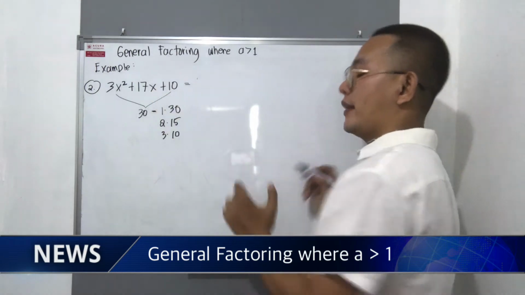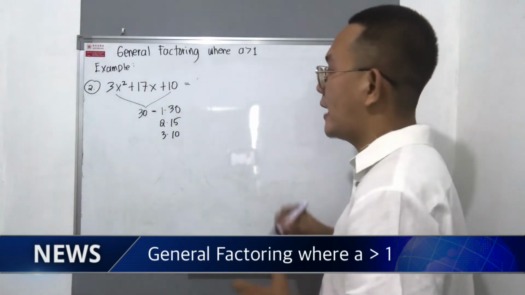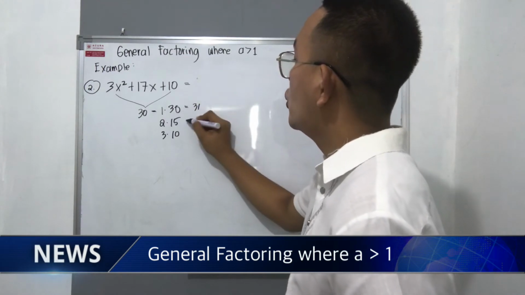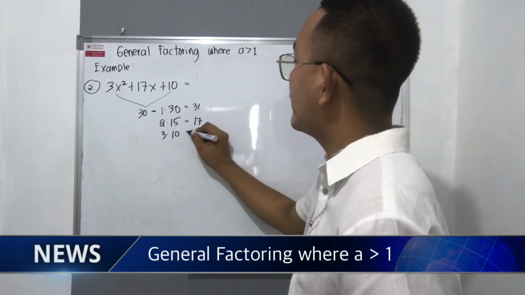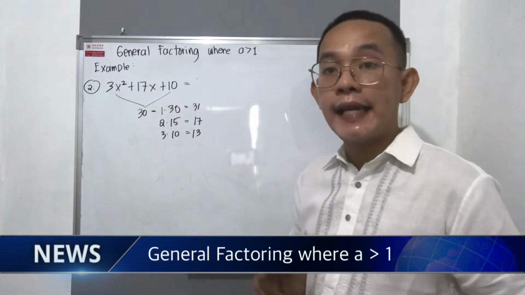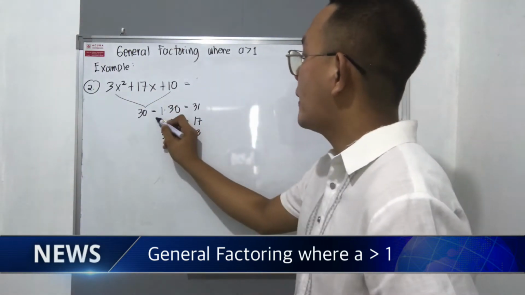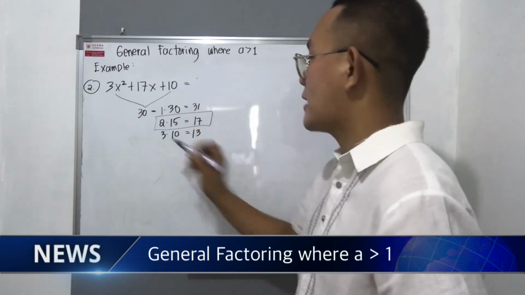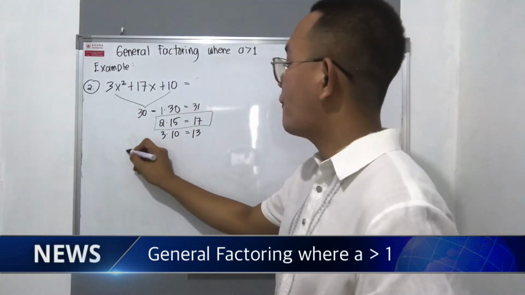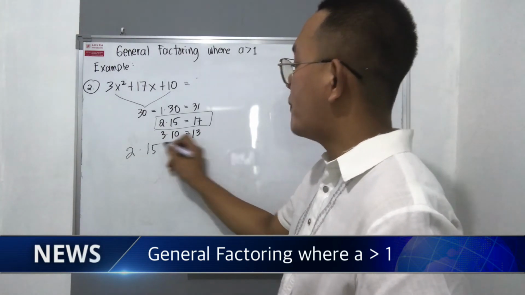Sabi sa last term natin is plus, so i-plus natin yung mga factor. 1 plus 30 is 31. 2 plus 15 is 17, and 3 plus 10 is 13. Since ang middle term natin ay 17, ang hahanapin natin factor ay yung may 17 na sum. So, 2 and 15 is equals to 17. So, gamitin natin factor ay 2 and 15.